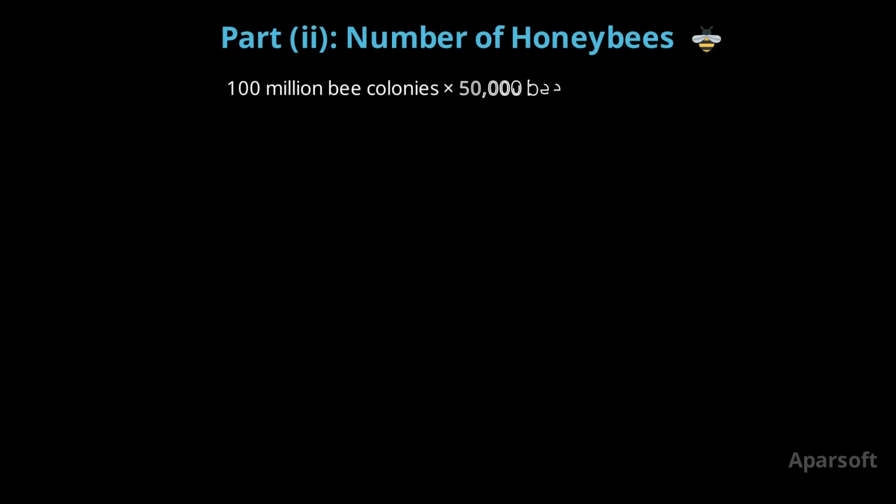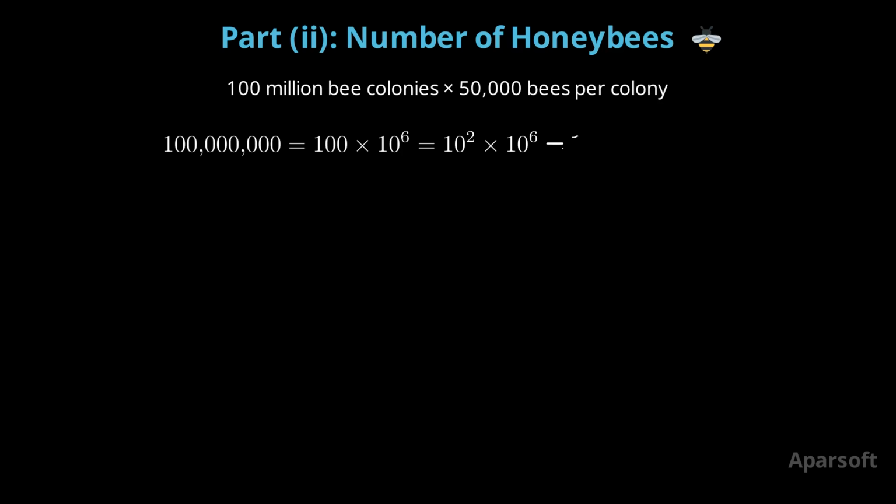Part 2. 100 million bee colonies, each with about 50,000 bees. First, what does 100 million look like? Million means 10 to the 6. So 100 million is 100 times 10 to the 6. But 100 is 10 squared, so 100 million equals 10 to the 8. And 50,000? That is 5 times 10 to the 4.